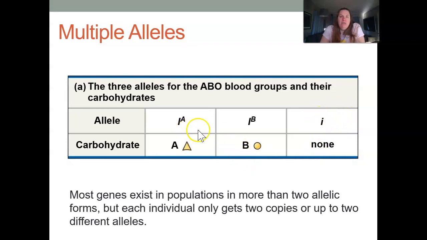What these do is they code for a gene that will end up putting a very specific type of carbohydrate on the outside of our red blood cells. And we can get any combination of these three alleles, but we can only get two of them. So let's look at how that works.